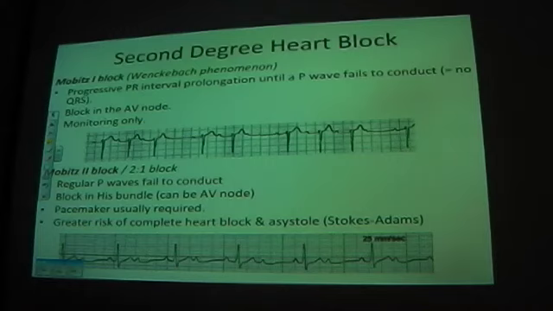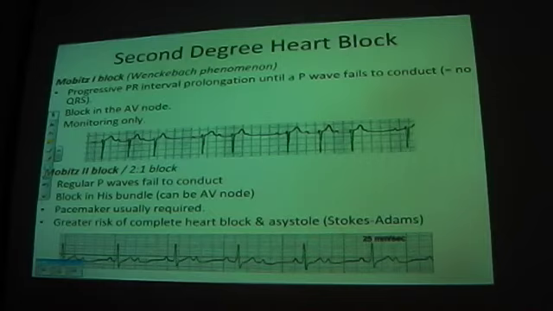Second degree heart block, you've got Mobitz type 1, which is also Wenckebach. And here, as I said, you've got the progressive PR prolongation until a P wave fails to conduct and you don't get a QRS complex. This is due to a block in the AV node, but it usually only requires monitoring because the risk of anything sinister developing is low.